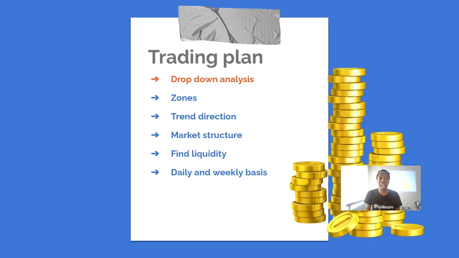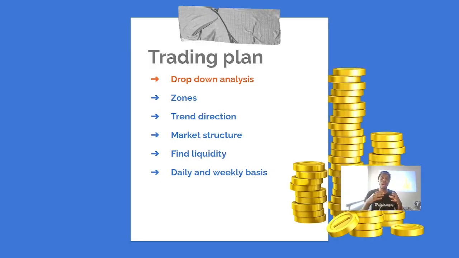And then after we've done that, what's the trend direction? You can go to the overall trend direction, or you can go to the 15 minute and see what you're currently looking for. Then you've got market structure. What part of the market am I in? Am I in the swing high? Am I in the swing low? Am I at the bottom, or am I at the top? Where exactly are you within the market, not just your drop down analysis, but within the market itself and the structure of the market?